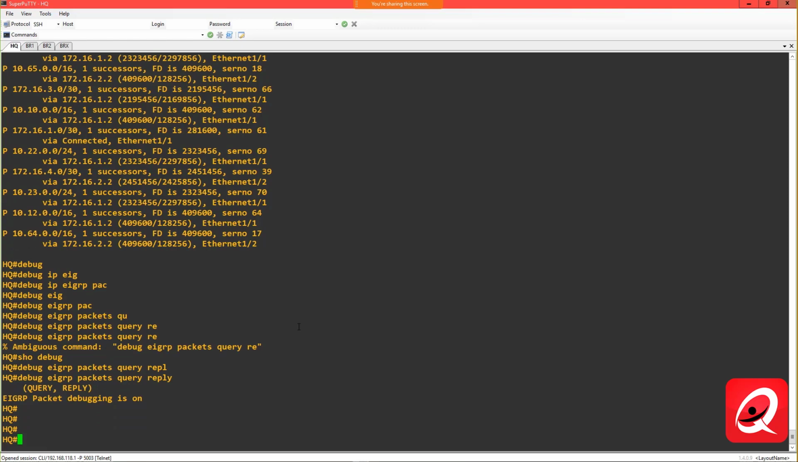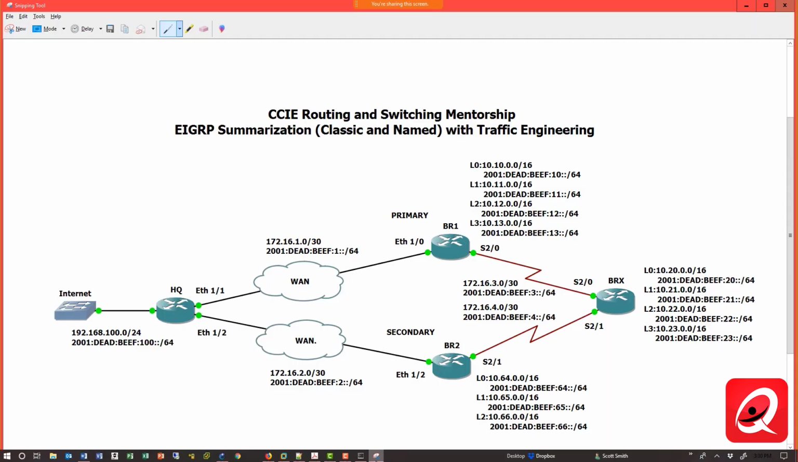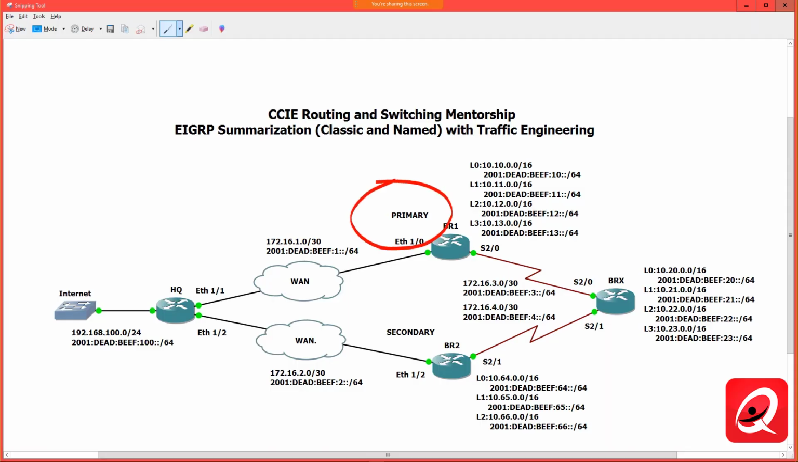Now, from our very first EIGRP discussion, you should be aware that query is used in the event that we lose our primary path. So right now, this primary path is available. And I'm talking about specifically this prefix right here, which is a locally connected prefix on BRX.